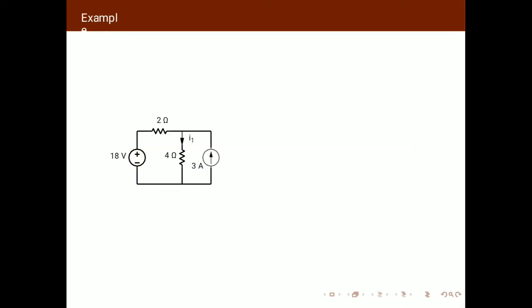Here is a very important example given in this figure. We have 18 volts, 2 ohms, 4 ohms and 3 amps. Two sources are given: one is the voltage source of 18 volts, and the other is the current source of 3 amps.